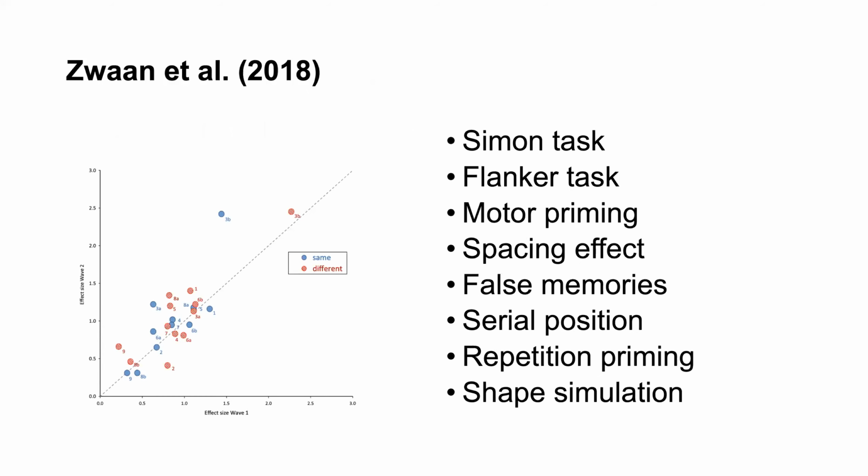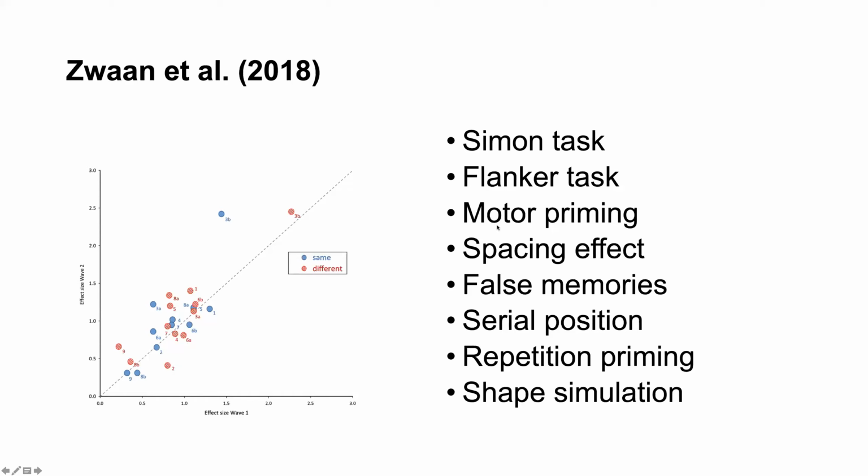One study is from Zwaan et al. in 2018. What Zwaan et al. did was they put multiple studies on mTurk. They collected lots and lots of people on lots of different cognitive psychology tasks, like the Simon task, Flanker task, spacing effect, false memories, et cetera. And they had individuals come in 2 times. The first time, they would be allocated to a particular task. These numbers represent the experiment that they participated in.